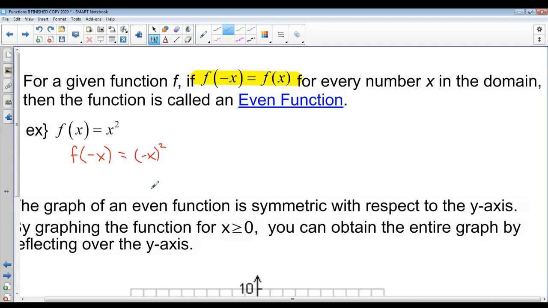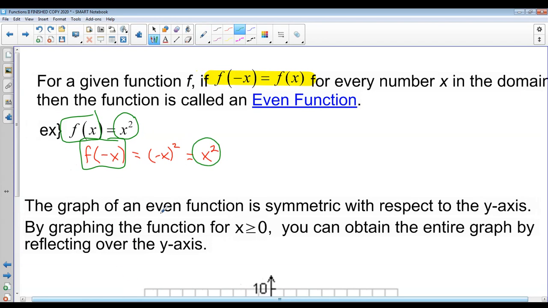There's my substitution. f of -x equals -x squared, and -x squared is just equal to x squared. So algebraically, since it gives us the same answer, f of x is always, always, always equal to f of -x. Another really nice way to look at this is graphically.